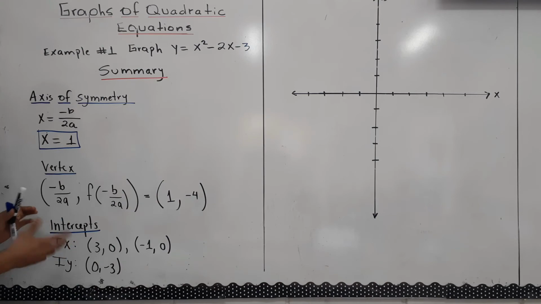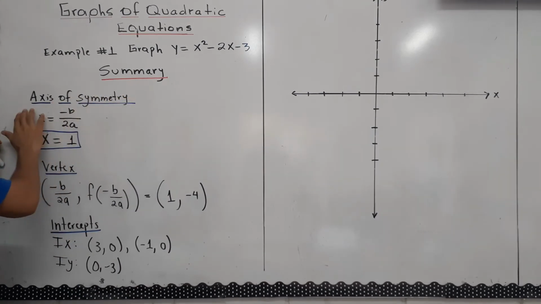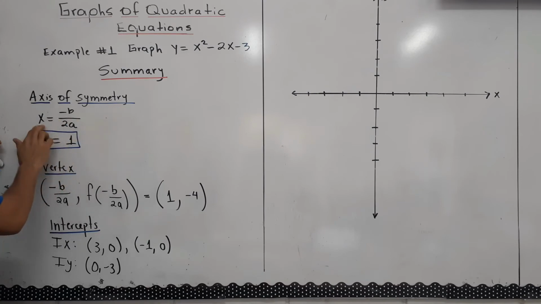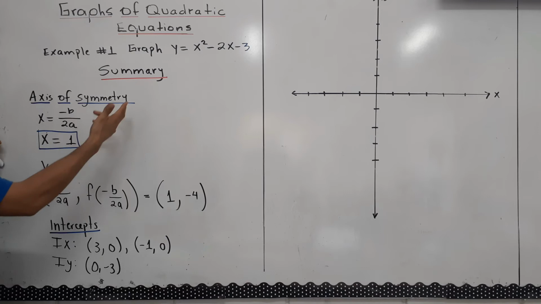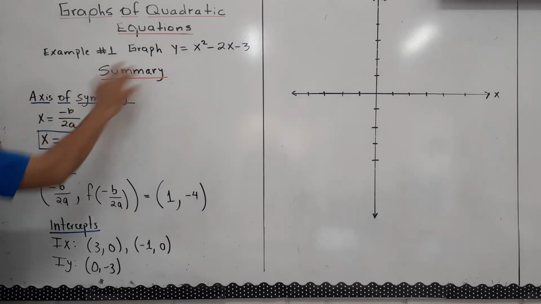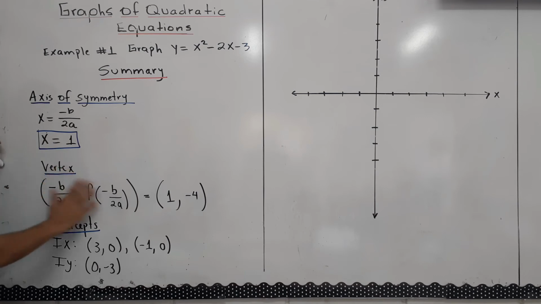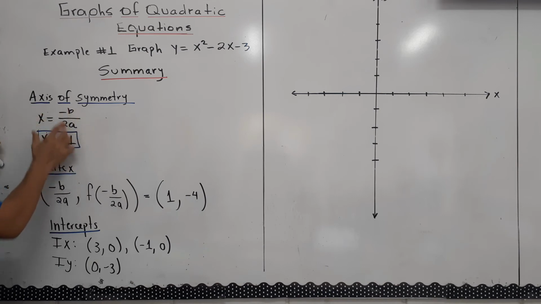So after doing the steps, we have here a summary of what we did. We found the axis of symmetry by using the formula x = -b/2a. Remember, we replaced each value given in the function here, and we found this 1. The axis of symmetry is x = 1. Then we found the vertex. For the vertex, we use this formula, and remember this part is the same you did here in the axis of symmetry.